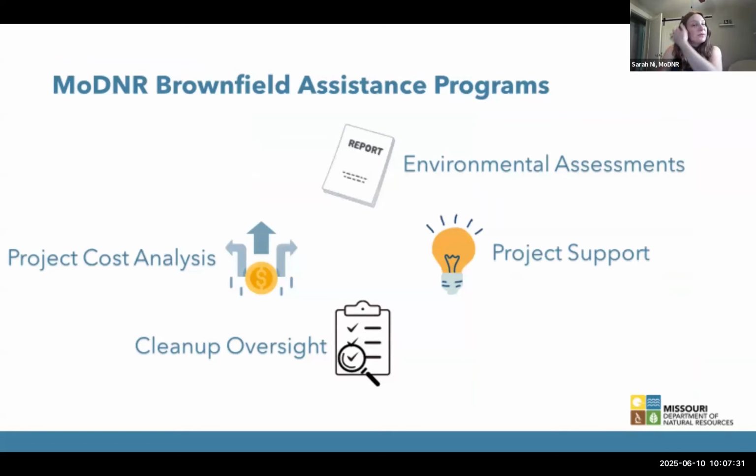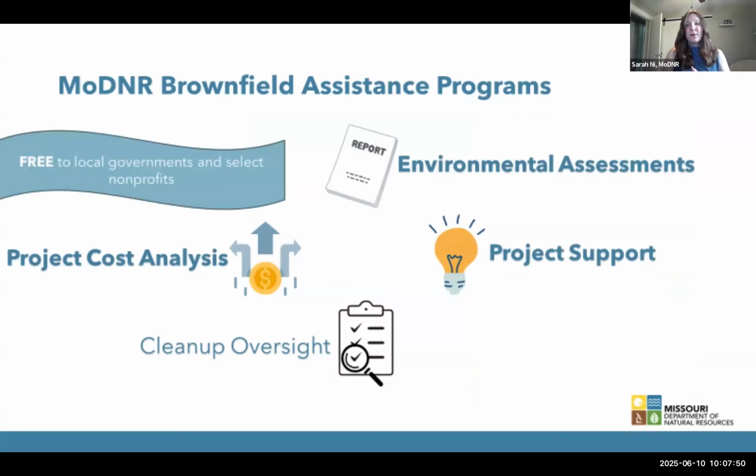So, Missouri Department of Natural Resources has four main types of assistance programs. Our most popular one is the one at the top, environmental assessments. We can also do project cost analysis, cleanup oversight, and project support. Of these four, three of them are free to local governments and select not-for-profits. And they are the ones highlighted: environmental assessment, project cost analysis, and project support.